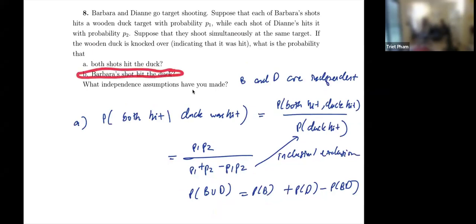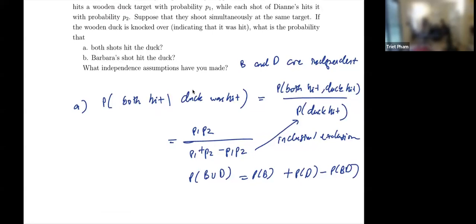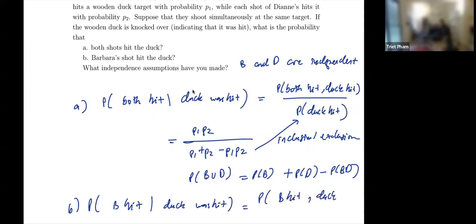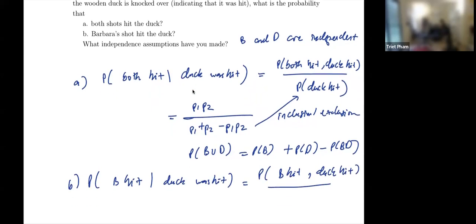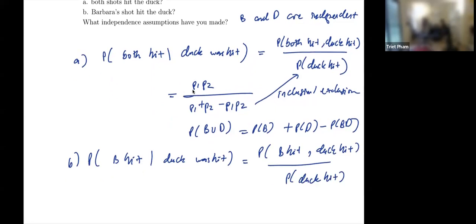So B is also a conditional question. The probability that Barbara hit, given the duck was hit. Of course, it's going to be P of Barbara hits and duck hit, over P of duck hit. And I guess this one will just be P1 over P1 plus P2 minus P1 P2. Is that okay? Any question?